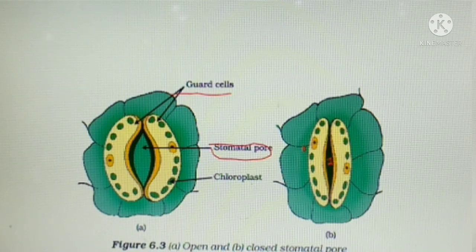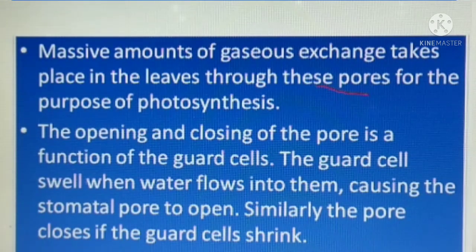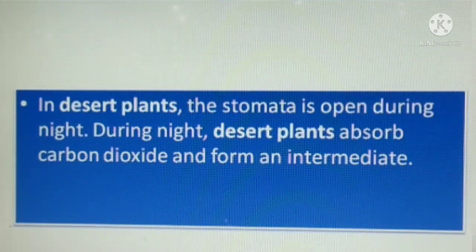If the guard cell loses water, what will happen? It will shrink. So the stomata remains closed. The guard cells swell when water flows into them, causing the stomatal pore to open. Similarly, the pore closes if the guard cells shrink.